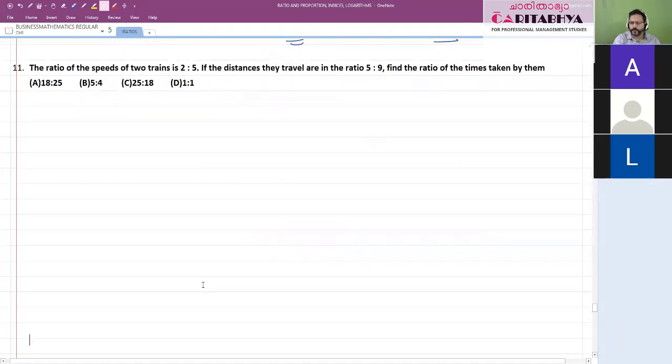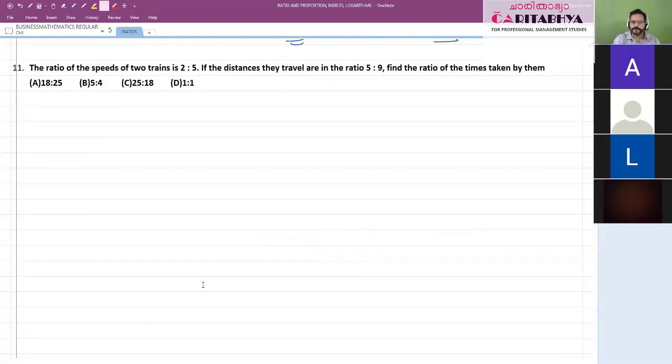The ratio of speeds of two trains is 2 is to 5. If the distances they travel are in the ratio 5 is to 9, find the ratio of time taken by them.